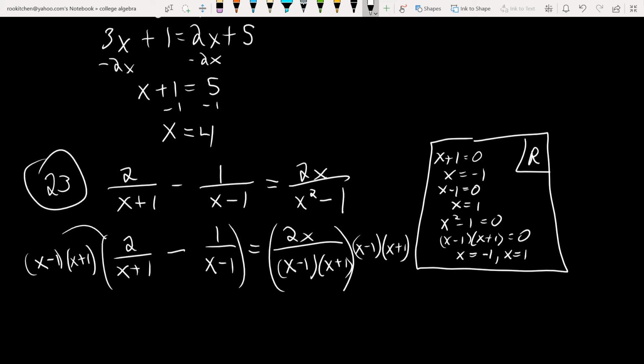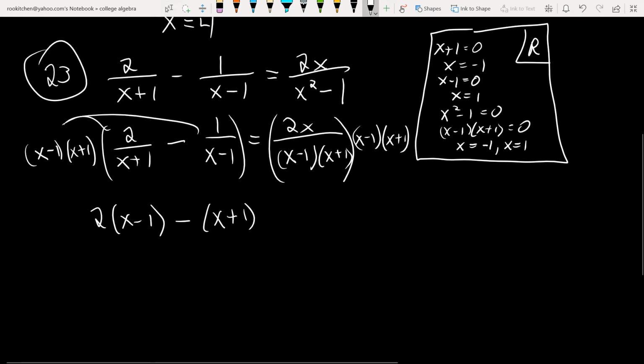Okay, distribute on this side. On the first product, you'll have the x plus 1's canceling and be left with 2 times x minus 1. Minus, and the second product you'll have the x minus 1's cancel and you're just left with the 1 times x plus 1, which is x plus 1. On the right hand side, the x minus 1 and the x plus 1's both cancel, so you'll just be left with 2x. Once it's in this form, you can go ahead and simplify.